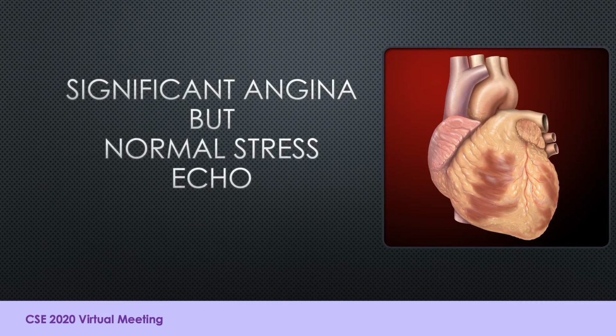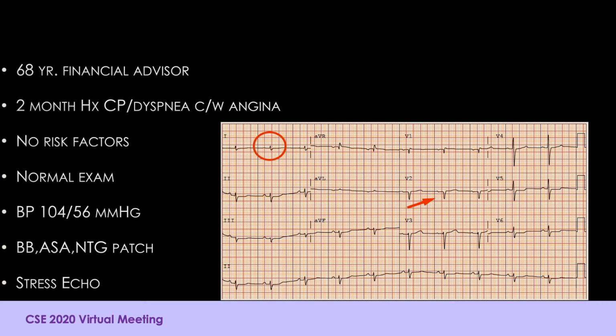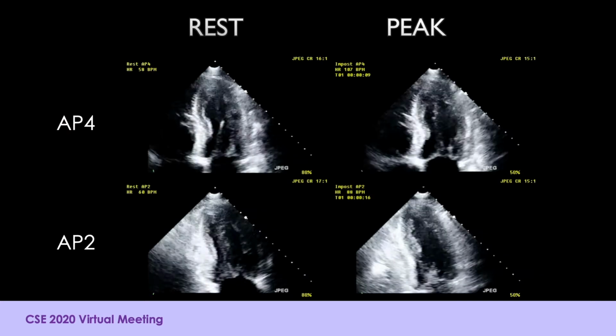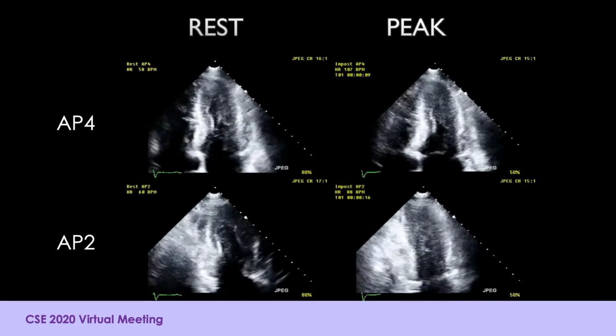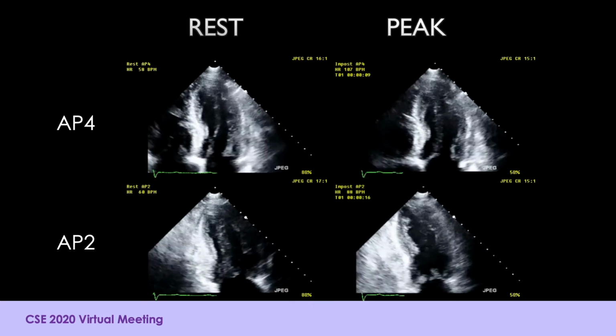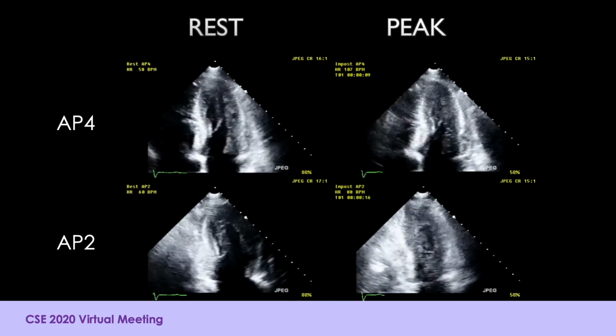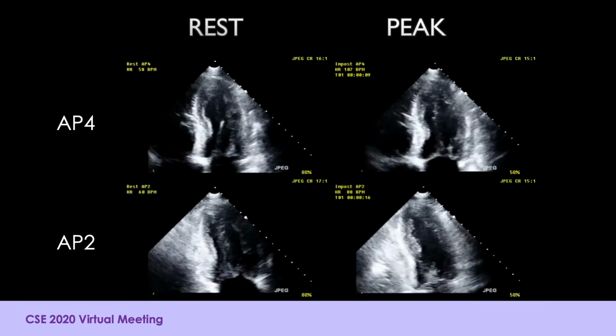Now I'd like to highlight a patient who had significant angina but a normal stress echo. This is a 68-year-old financial advisor who had a 2-month history of progressive chest pain consistent with angina with no risk factors, normal exam, low blood pressure, and was treated with a beta blocker, nitrates, and aspirin. A stress echo showed no abnormalities except he had to stop at 3 minutes with severe chest pain.